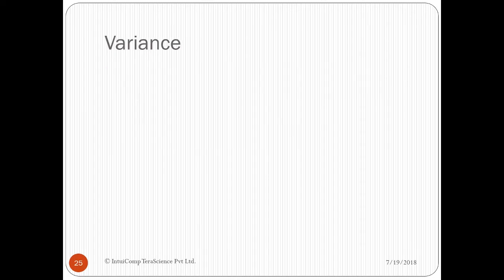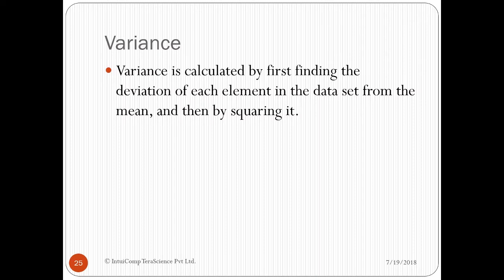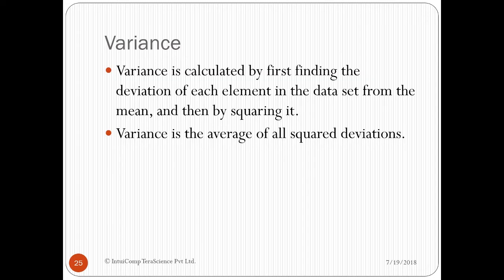Now the next question is, what is variance? Variance measures how far a set of data points are spread out from their mean. Variance is calculated by first finding the deviation of each element in the dataset from the mean and then squaring it. Variance is the average of all squared deviations. The units of variance are the square of the units used for the original data. For example, a variable measured in meters will have a variance measured in meters squared.